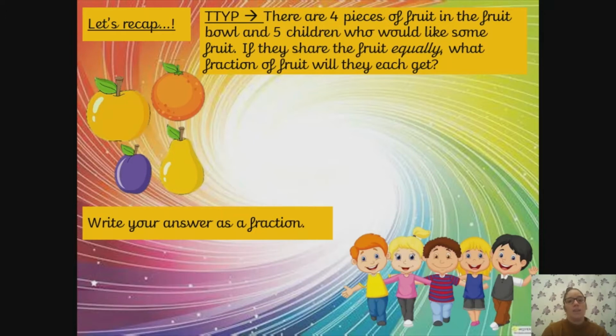Okay, think about what you already know. So you know there's 4 pieces of fruit and there are 5 children. So thinking back to our numerator and our denominator, how do you know which one's which? What is our whole number? What are the pieces that we've got to divide? Okay, so pause the video, come back when you're ready.